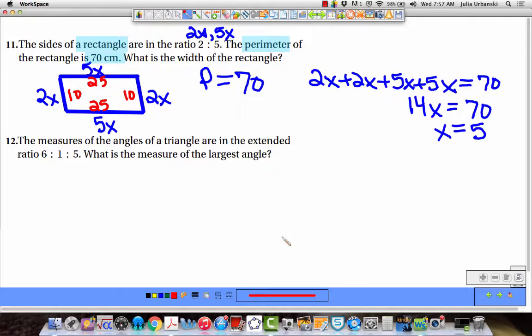Okay, I'm going to take a second and step back while you guys try number 12. I'm only going to get you started. What are the key words? Triangle, and is it the size of the angles? Okay, what do we know about the angles of a triangle? They add up to 180 degrees. So that's going to be a really important clue. What do you do right here with 6, 1, and 5?